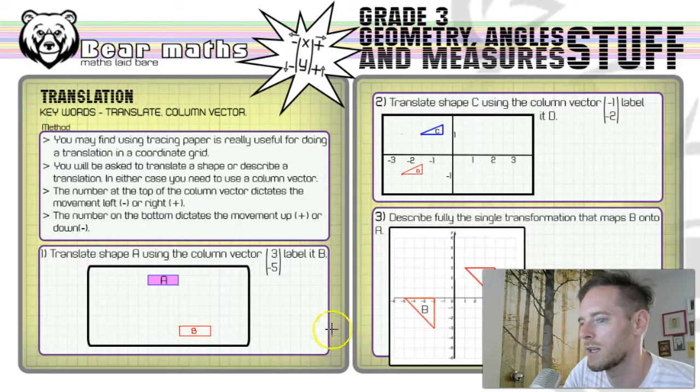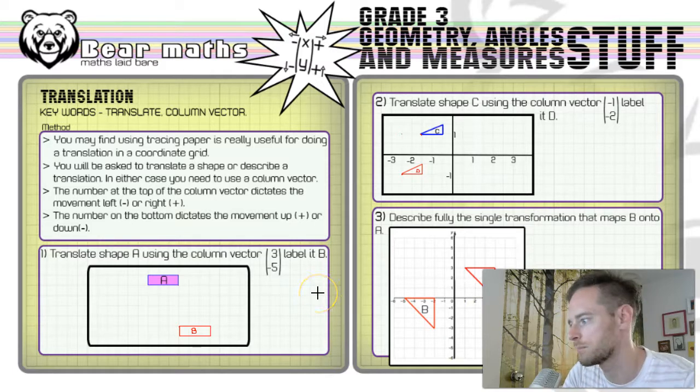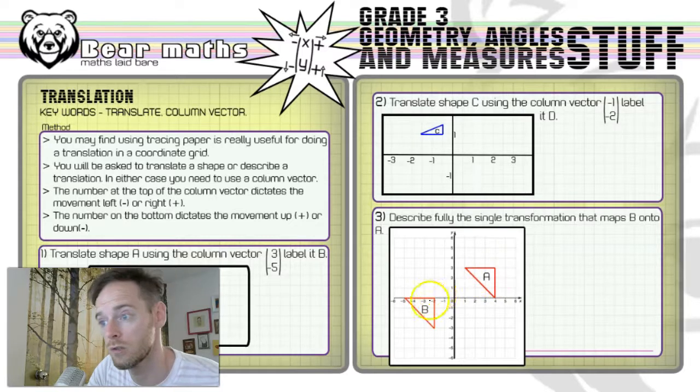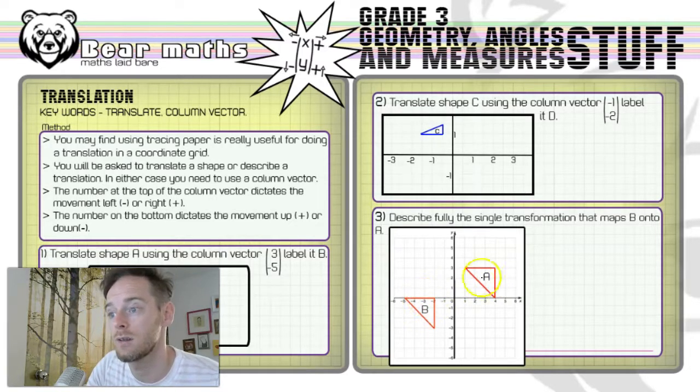Okay, right, let's have a little look at this third and final question. I might well need to get the pen up to do this. So have a look over here. Right, describe fully the single transformation that maps B onto A. So we're going from B to A this time. Okay, so be careful here. You might have looked at A to B. Now that would be a different column vector movement, wouldn't it, if we were doing that?